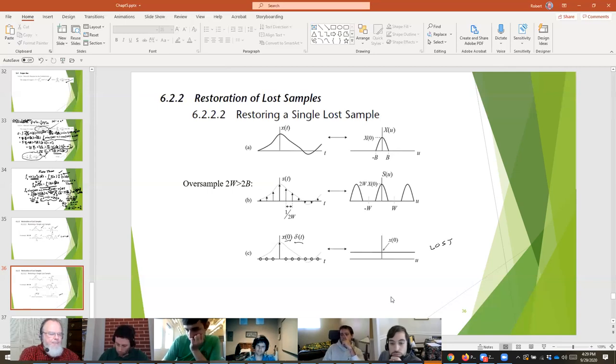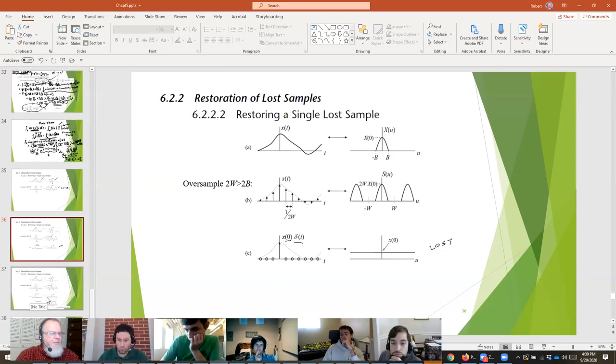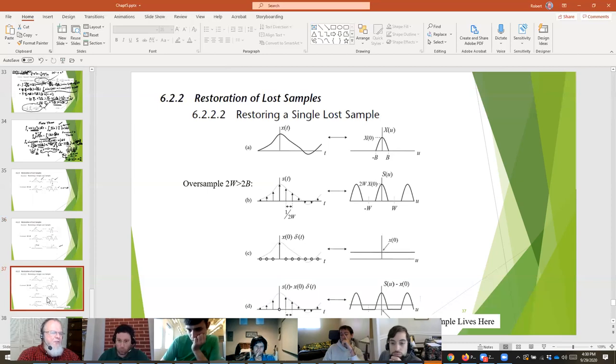So very, very quickly, I think you can see, anybody see what happens? When we subtract the two, here's the known samples on the left. The sample at the origin has been lost, and we're going to set it equal to zero. So if we subtract the lost sample from the known samples, we get the samples with the missing sample on here. That's the same in the frequency domain as taking the duplicated spectrum, subtracting off the value at the origin, and guess what we get?